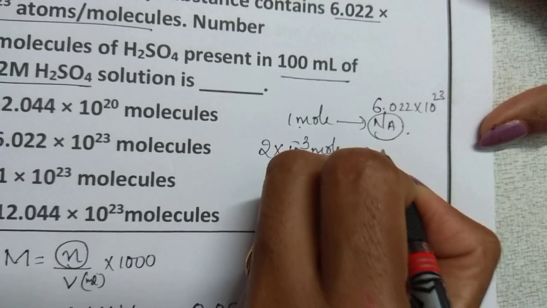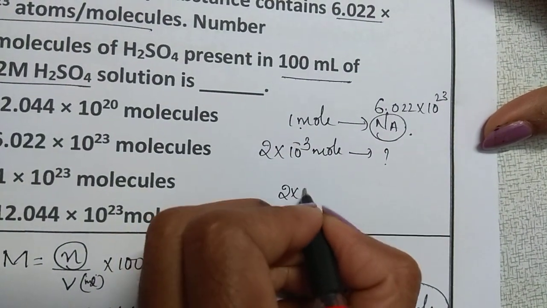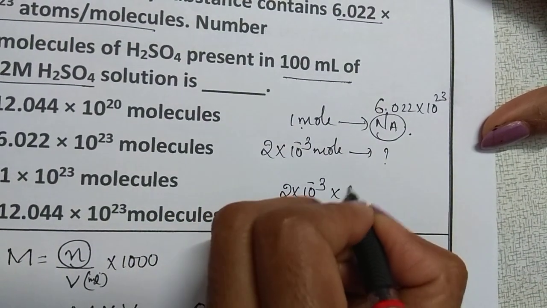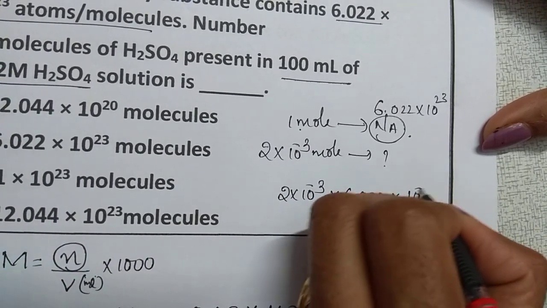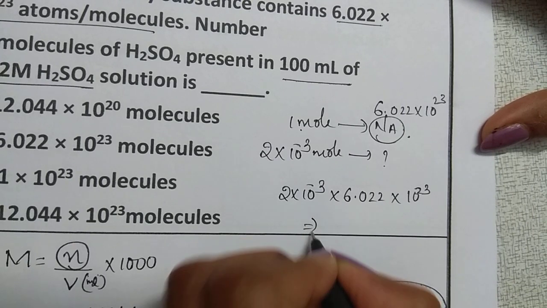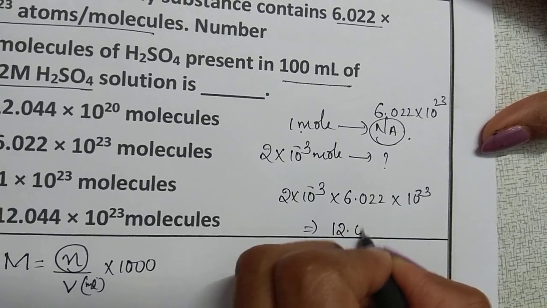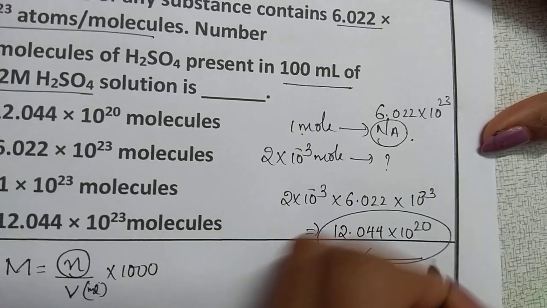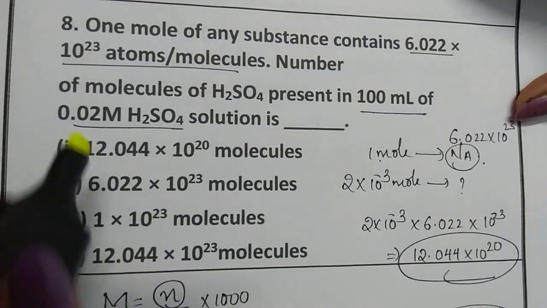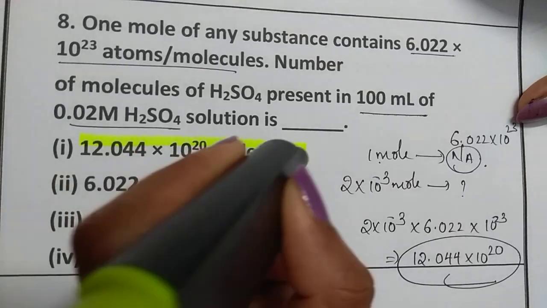Just you need to do cross multiplication. Then you get 6.022 into 10 power of 23, then your value will be 12.044 into 10 power of 20 molecules. This is your correct answer. So your answer is this one.